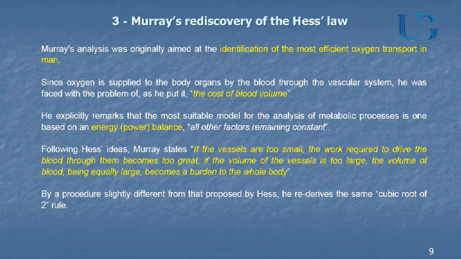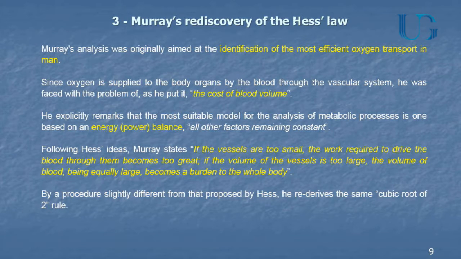Okay? Because if you have more blood, then your heart has to pump harder, and you need a higher metabolic rate. You need to eat more. You need to eat more to supply yourself with energy sufficient to pump the blood. So he said there must be a compromise between the two, and he derived the cubic root of 2 rule. The next slide, please.